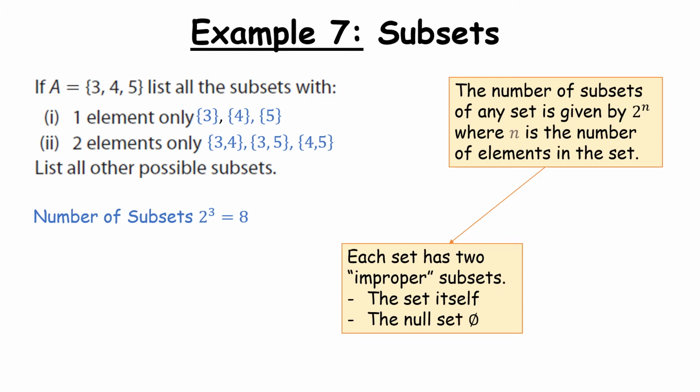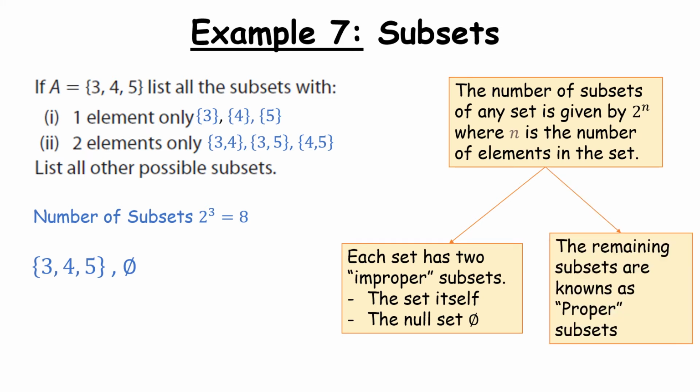Each set has 2 improper subsets, which are the set itself and the null set, which are these 2. And now we can see that we have 6 already answered in part I and II. Now we have 2 more. Now we have our full 8. The remaining subsets are known as the proper subsets. So what we answered in part I and II, those 6 subsets are known as the proper subsets.